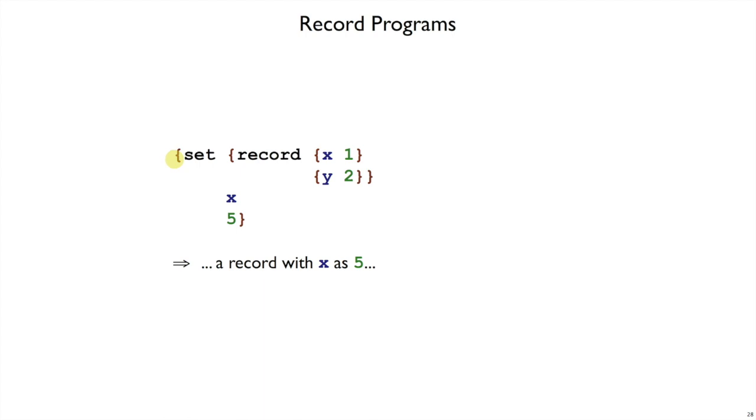The same thing happens with set. So here I've got a literal record and then I set x to be 5. Set, since it's implementing functional update, it has to return a new record. So in this case also, this whole program should end with a record value. In this case, the ending record has x is 5. It also still has y as 2.